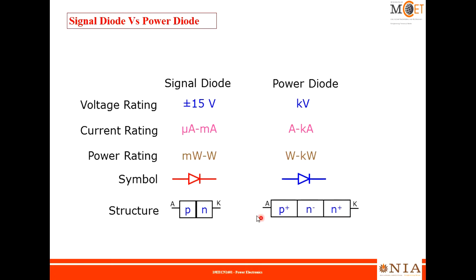So this is the construction of a power diode. It consists of a p plus region, an n minus region and an n plus region. These are the basic differences between signal diodes and power diodes.